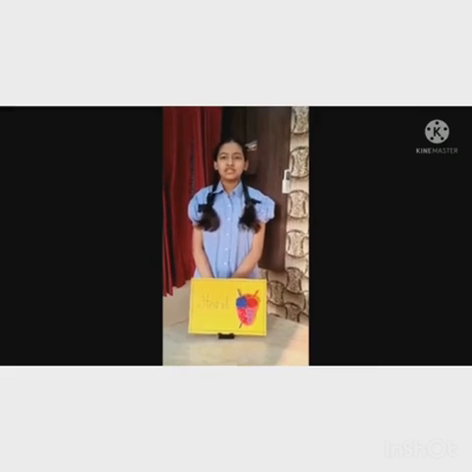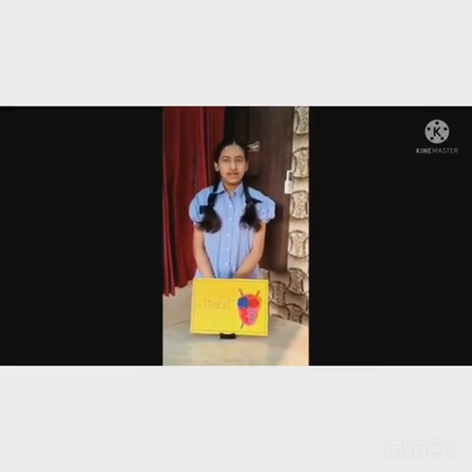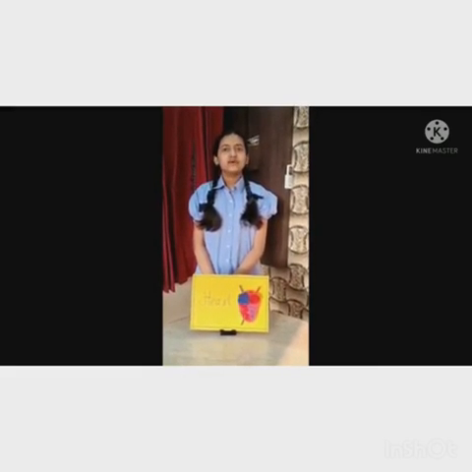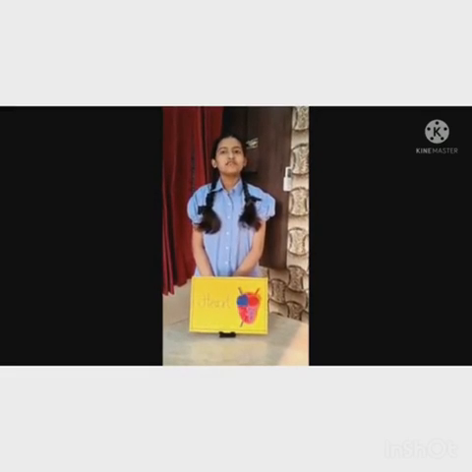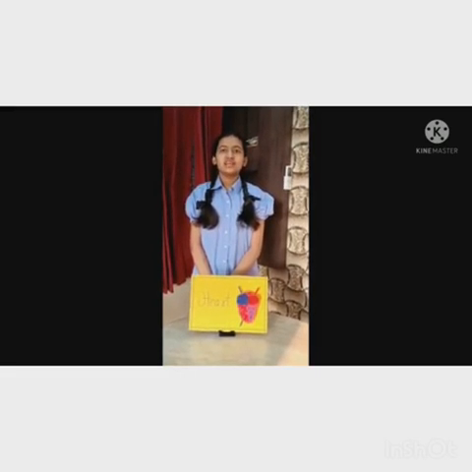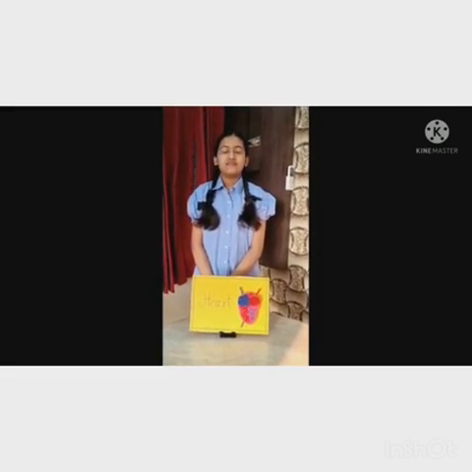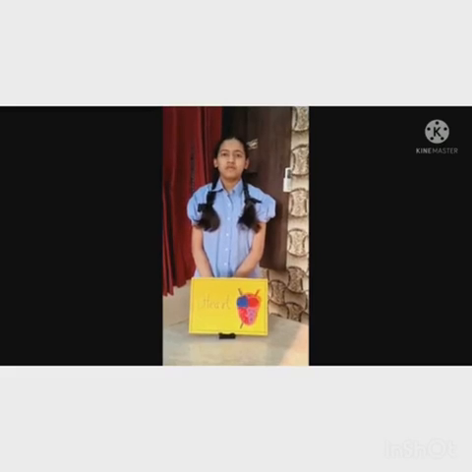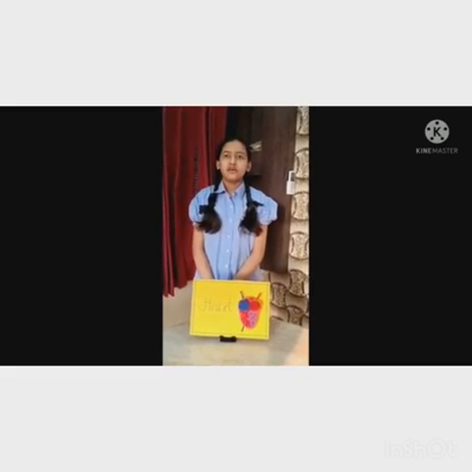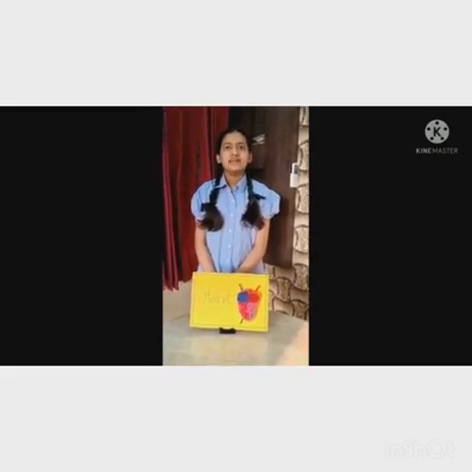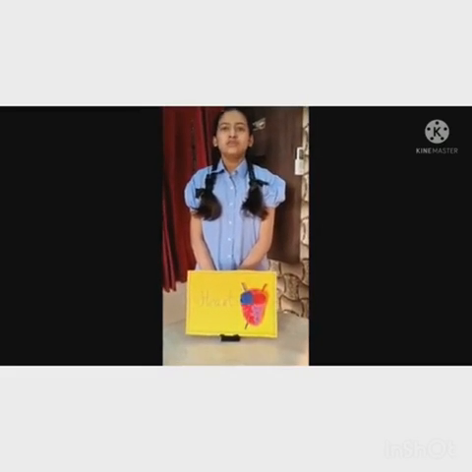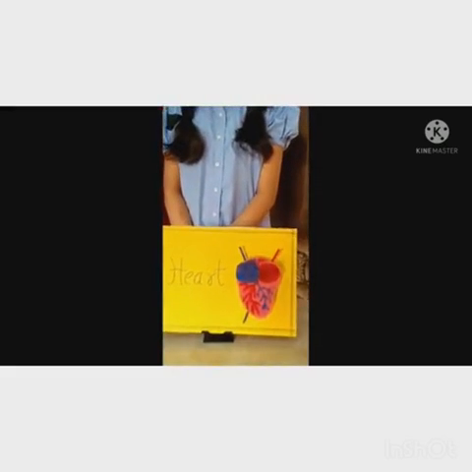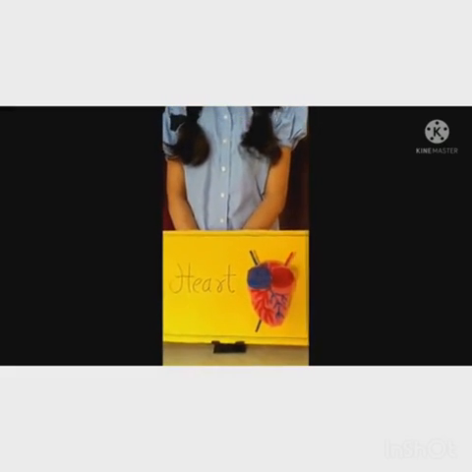MBBS stands for Bachelor of Medicine and Bachelor of Surgery. It is a degree towards the step of becoming a doctor, a person whose life is dedicated to curing human lives and improving healthcare. In MBBS, we study the human body and its different functions. And for this project, I am going to be speaking about the heart, which is a vital organ of the human body. The human heart is a muscular organ which pumps blood through the blood vessels of the circulatory system.